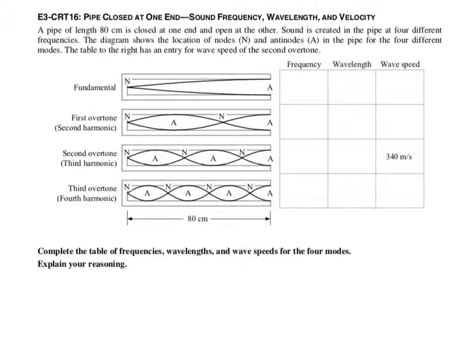Chapter 14, sample problem number 12. A pipe of length 80 centimeters is open at one end and closed at the other. Let's get our important things here. Open at one end, closed at the other.